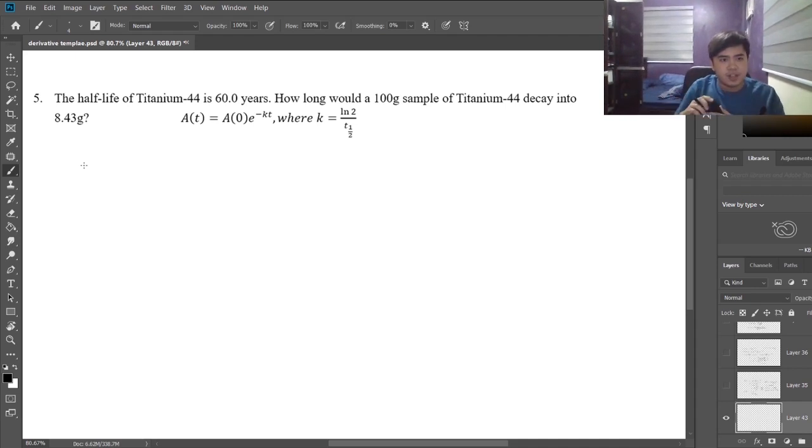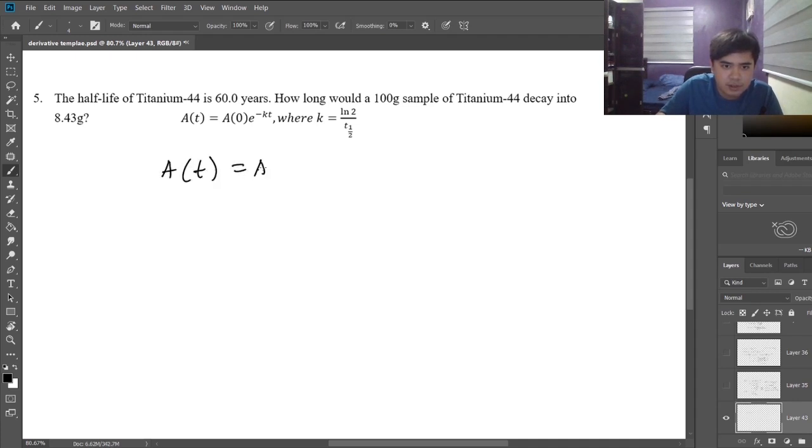Question number 5. The half-life of titanium 44 is 60 years. How long would a 100 gram sample of titanium 44 take to decay into 8.43 grams? This is the given formula, similar to last time, but we're not going to do any derivative here. So what we're going to do is just apply that. Easy enough. We're trying to find the time. So let's try isolating time first before doing anything.